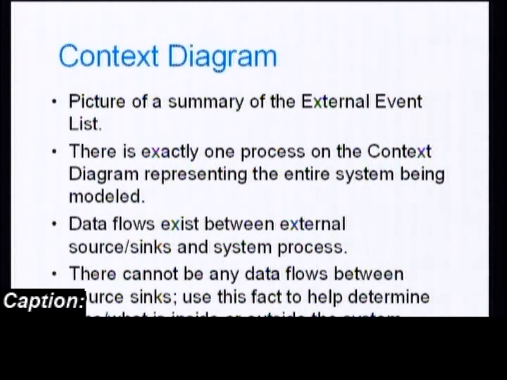The context diagram really is a summary picture of the external event list. There is exactly one process on the context diagram, representing the entire system being modeled. Data flows exist between external source sinks and the system process. There cannot be any data flows between source sinks. Use this fact to help determine who or what is inside or outside the system.